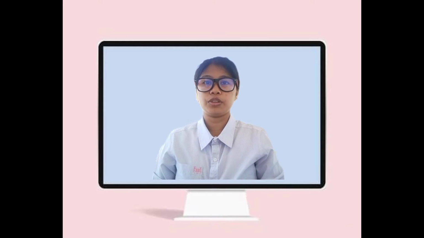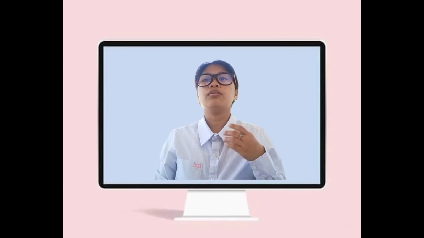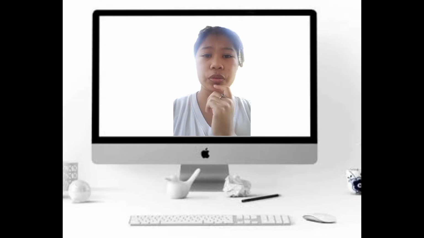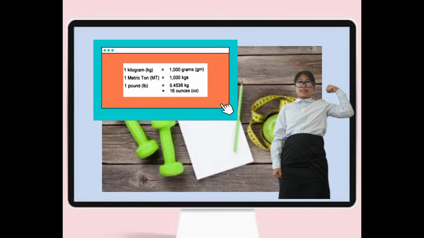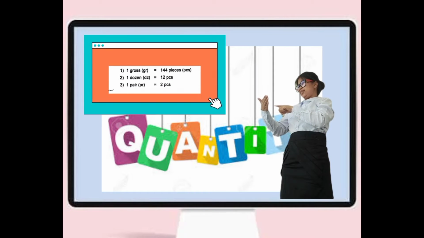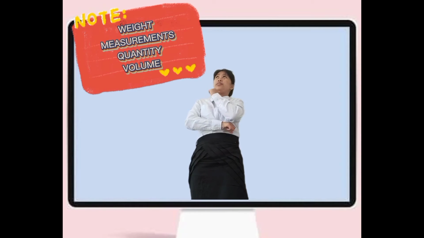These are the kinds of tariff conversion factors: the weight, the measurement, the quantity, the volume, the 20-footer equivalent unit, the revenue ton, and the chargeable weight. So those are the tariff conversion factors. And how about the conversion units? Weight, measurement, quantity, and volume. These are the tariff conversion factors you need to remember. And now, let's see the remaining tariff conversion factors.